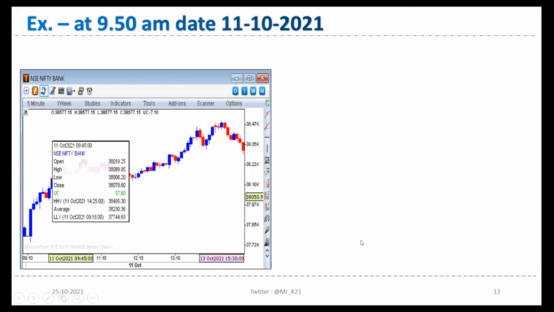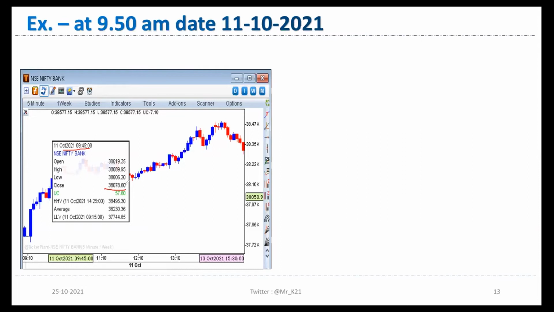Focus here now. This is important. If you understand this, then you can trade this manually also, and you can use AlgoBulls also. So now here on 11th October, 9:50 a.m. Let me take the invitation. Yes, on this side you can see the time, and this is the close of this candle. Yes, I am going slow now.